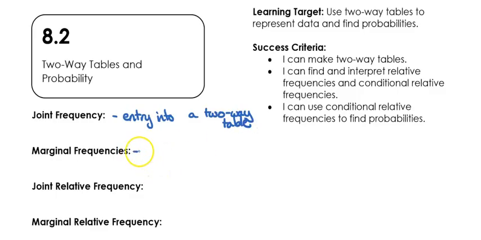The marginal frequencies are the sum of the rows or columns in a two-way table.